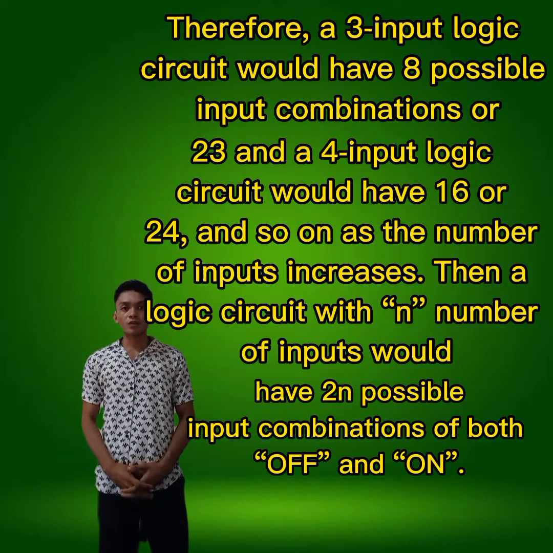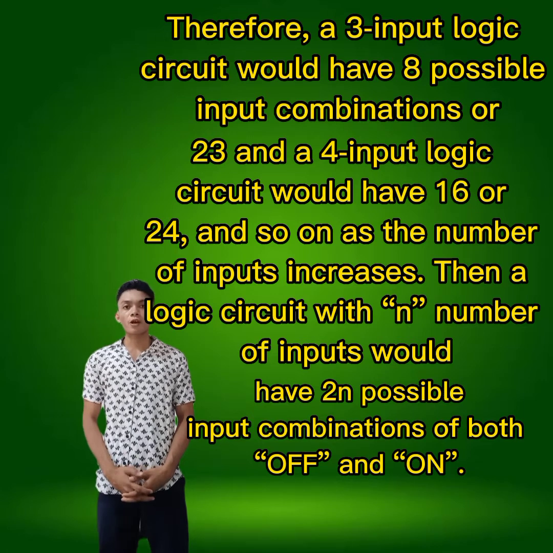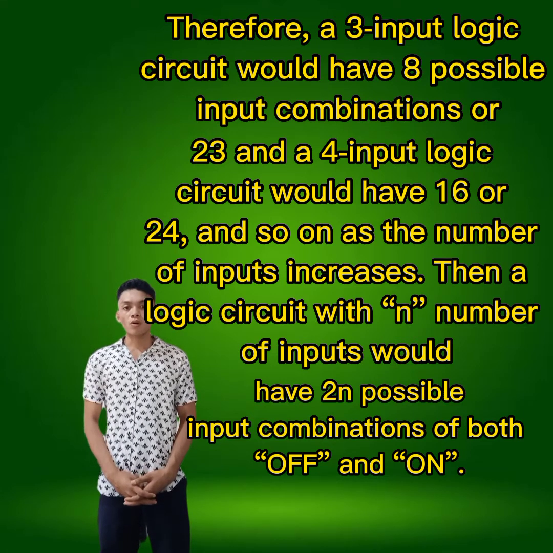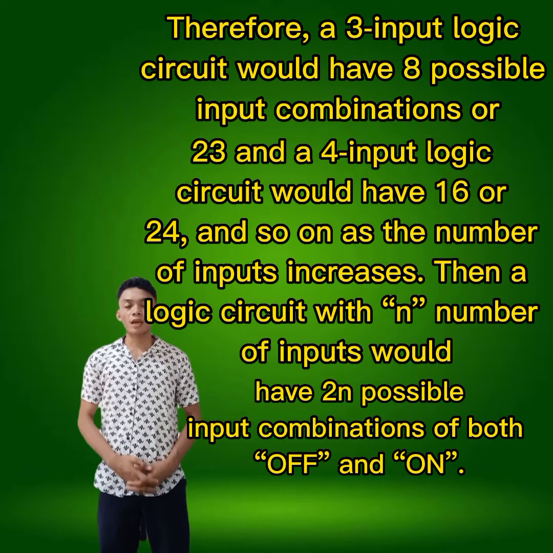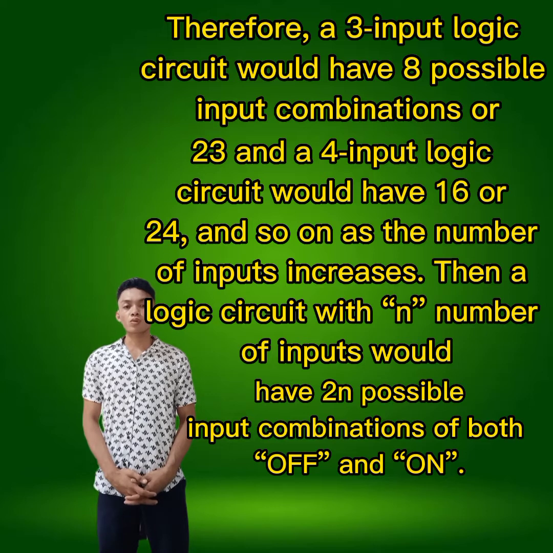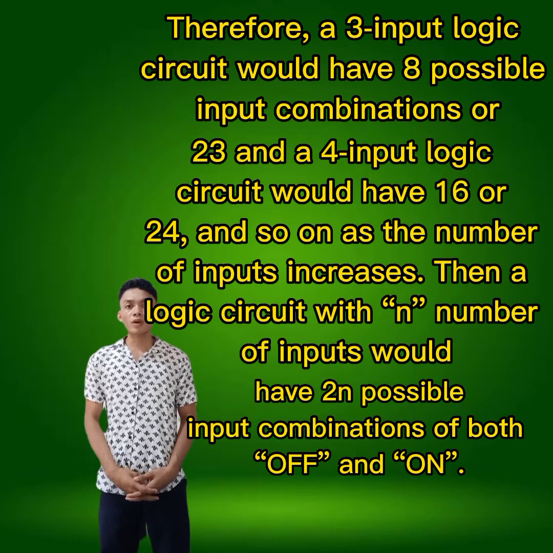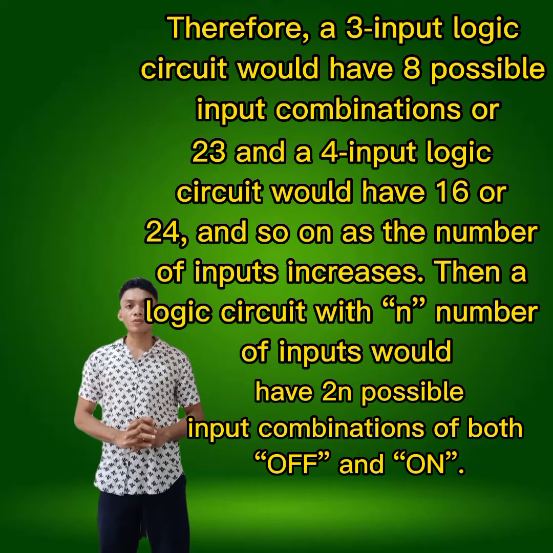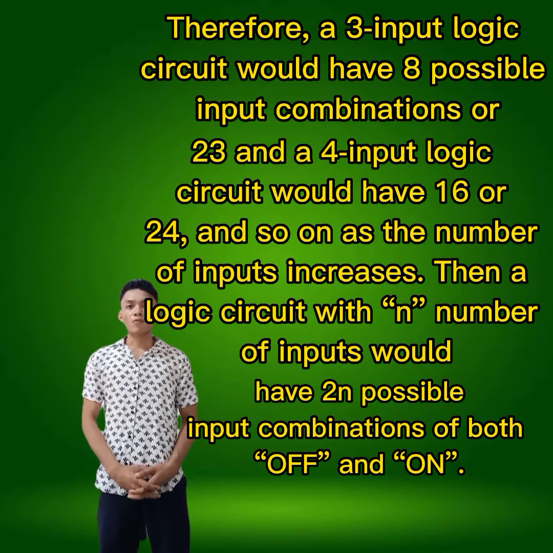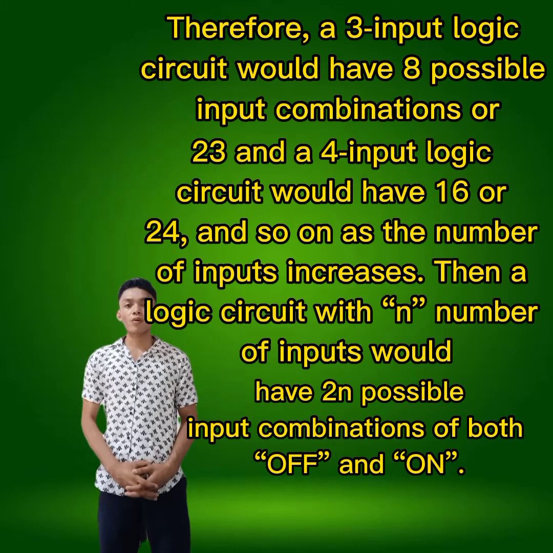Therefore, a 3-input logic circuit would have 8 possible input combinations, or 2 to the power of 3, and a 4-input logic circuit would have 16, or 2 to the power of 4, and so on as the number of inputs increases. Then a logic circuit with n inputs would have 2 to the power of n possible input combinations of both off and on.